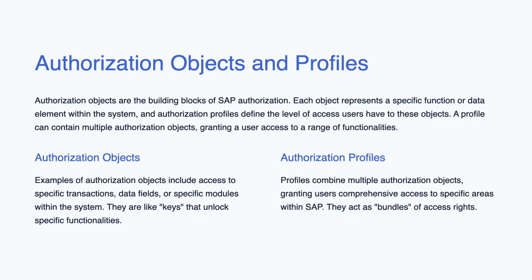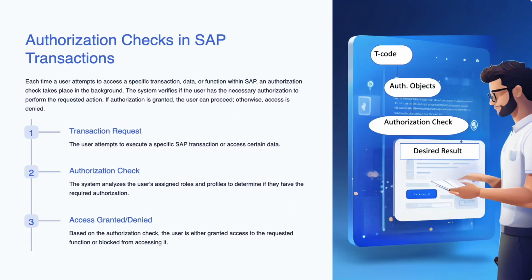Now let's look into how authorization checks occur in SAP transactions. Every time a user attempts to access a transaction or data within SAP, an authorization check occurs. The system verifies the user's role and profiles to ensure they have the required permissions. If authorized, access is granted. If not, access is denied.